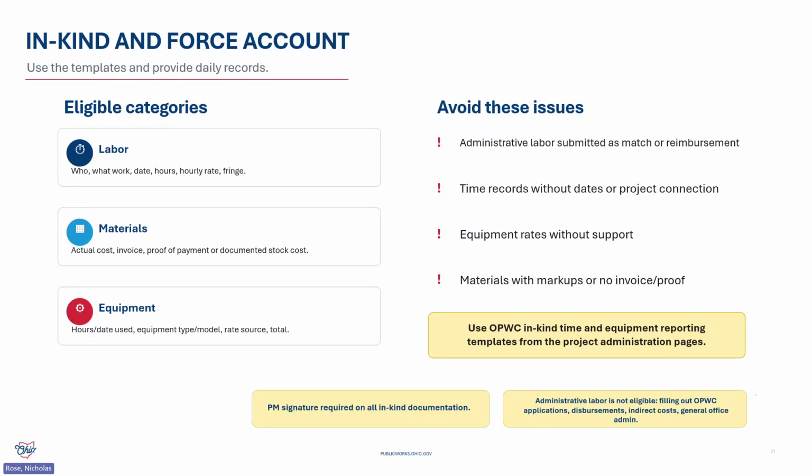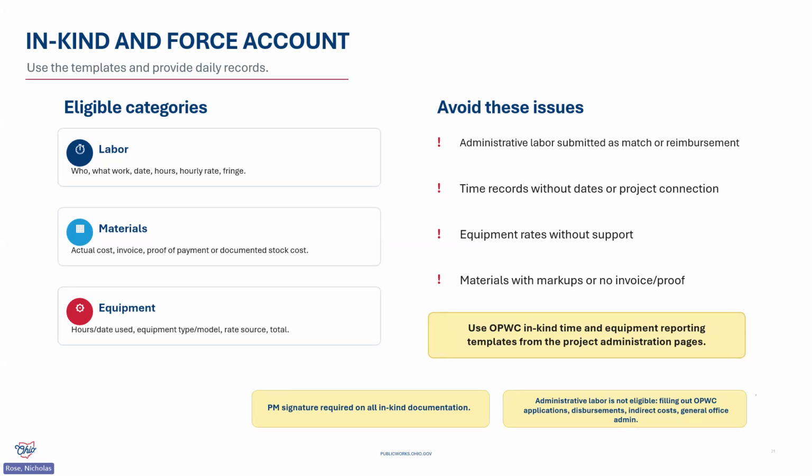For labor, you're going to want to show who performed the work, what work was performed, the date, hours, hourly rate, fringe benefits, and how it relates to the project. We need to see generally what we're being billed for. For materials, use actual costs and provide the invoice and proof of payment, or acceptable support for materials taken from stock. For equipment, identify the date and hours used, equipment type or model, the rate source we require, ODOT, those rates can be found online, and the total amount being claimed on the disbursement. All in-kind documentation must be certified or signed by the project manager.